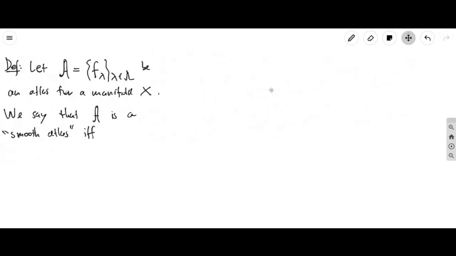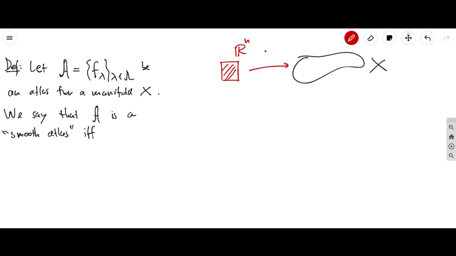To define it, it's helpful to draw a picture. This blob represents X. This represents R2, well, in general, Rn. This is being mapped homeomorphically. Let's call this F subscript lambda. This is some open set U subscript lambda. This is another copy of Rn, and this one is being mapped homeomorphically. Let's call this one F subscript mu, a different index. And this is going to be U subscript mu.